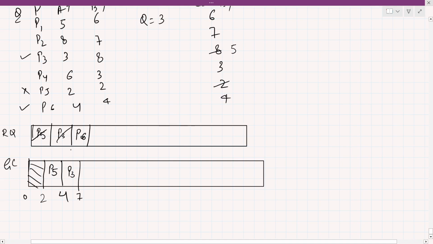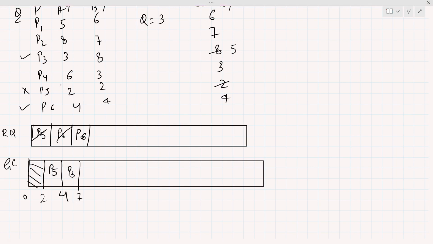Okay. Now the arrival time is 7. Some processes are available, so you have to check that. So the P4 process is available, the P1 process is available, two more processes are available. So we have to add those processes to the ready queue first, according to the arrival time. So P1 comes first because the arrival time is 5. After that, P4, whose arrival time is 6. P8 is not added. And now we have to check whether P3 burst time is left or not.